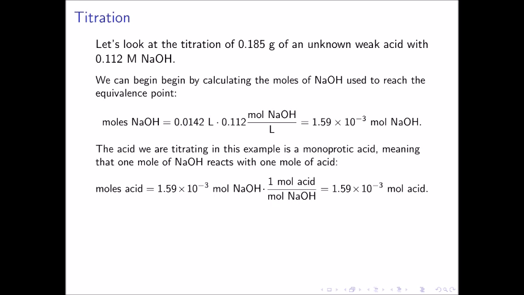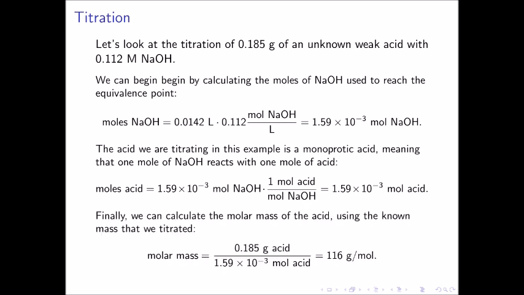Next, in this example, as well as in the experiment, we are titrating a monoprotic acid. This means that 1 mole of sodium hydroxide reacts with 1 mole of acid. We can now calculate the moles of acid titrated. We take the moles of base, 1.59 times 10 to the negative 3, and multiply it by our conversion factor of 1 mole of acid per mole of sodium hydroxide. This results in 1.59 times 10 to the negative 3 moles of weak acid being present.